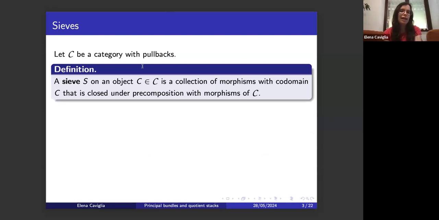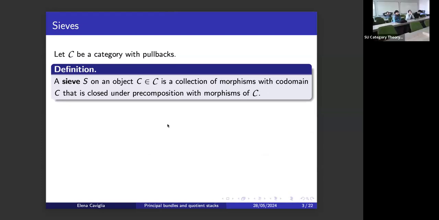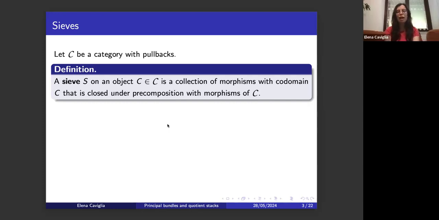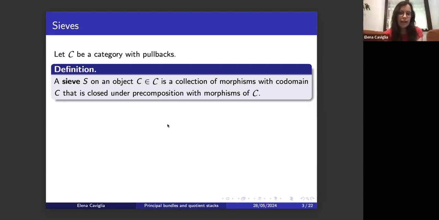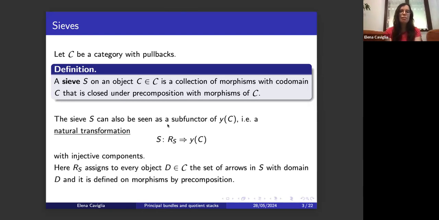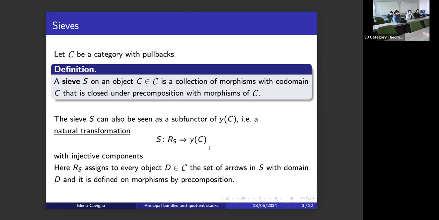So we take a category C with pullbacks. We say that a sieve on an object C of the category is a collection of morphisms that all have C as codomain and is closed under precomposition. And an alternative way to see it is as a subfunctor of Yoneda of C, so a natural transformation with injective components that has Yoneda of C as target.